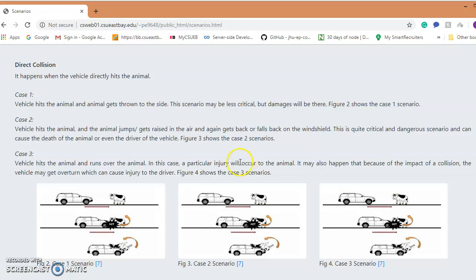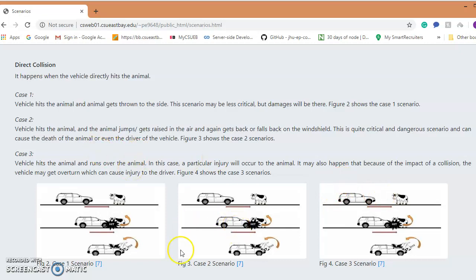In the first case, the vehicle hits the animal and the animal gets thrown to the side. This scenario may be less crucial, but damages will be there. So this figure shows scenario 1. In case 2, the vehicle hits the animal and the animal jumps or rises in the air and again falls back on the vehicle. This is quite a critical and dangerous scenario and can cause the death of the animal.